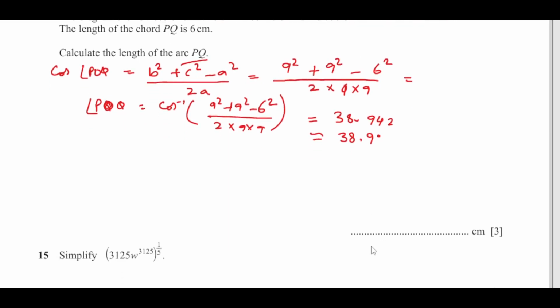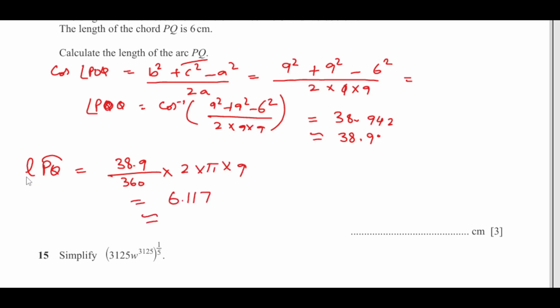Now, once we have the angle, we can use the formula for the length of arc. So the length of arc PQ is equal to theta over 360, where theta is now 38.9, over 360, times 2 pi r, and r is 9. So just plug in the values directly. You are going to get 6.12 to 3 significant figures, right.